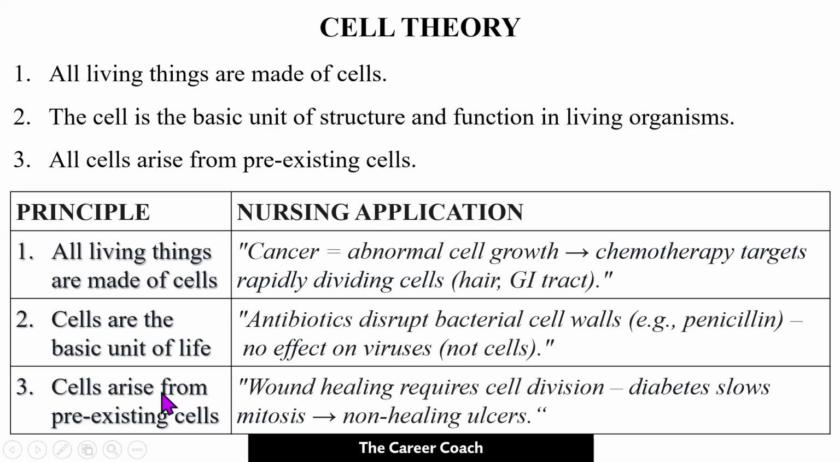Number 3, cells arise from pre-existing cells. For example, wound healing requires cell division. If a patient has diabetes, it will slow mitosis, which will lead to a non-healing ulcer.